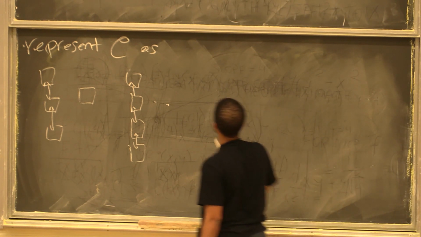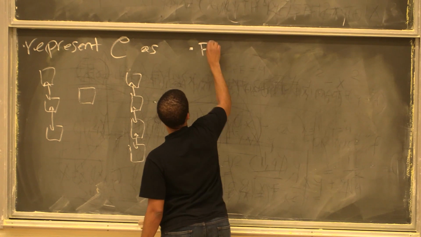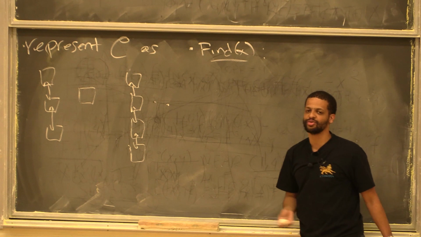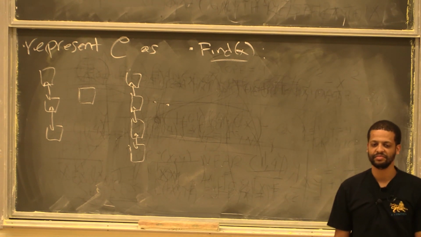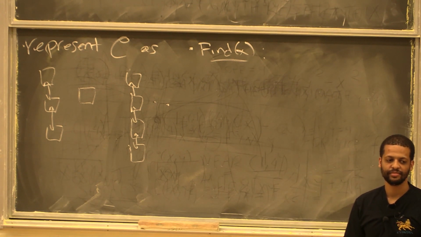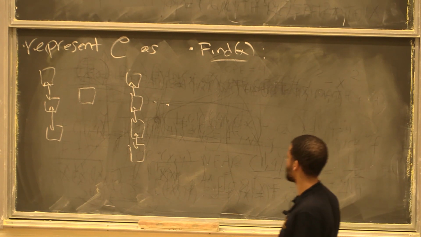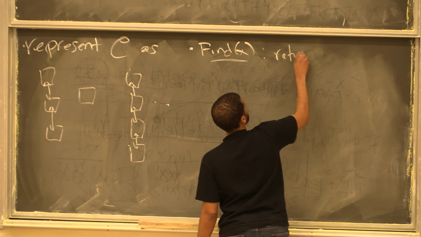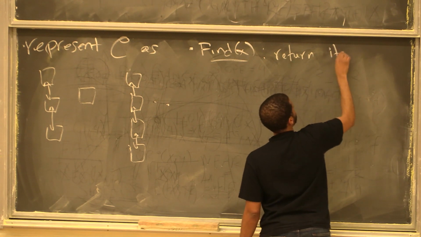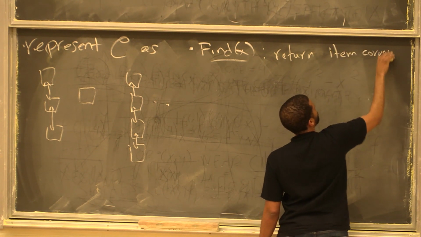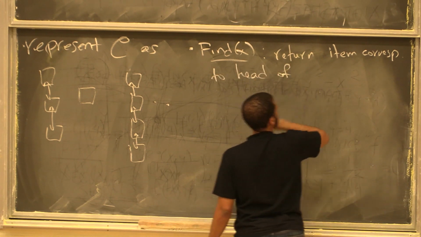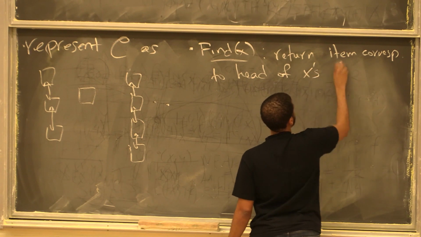Okay, so now if I wanted to implement, say, find, given that I'm representing sets in this way, what's a natural name to assign to a set? The head of the linked list. It sort of stands out to me. Or the tail, let's say the head. So return the item corresponding to the head of X's linked list.